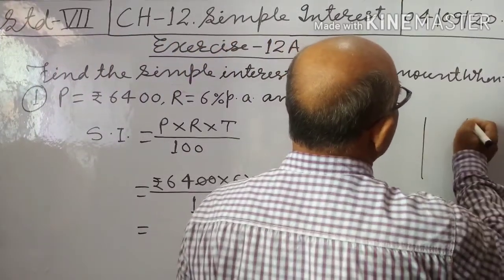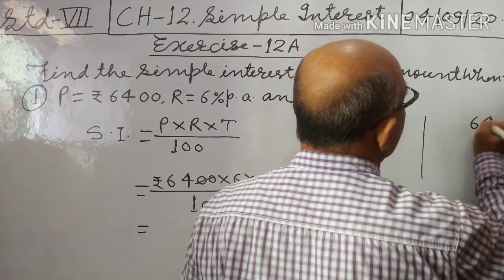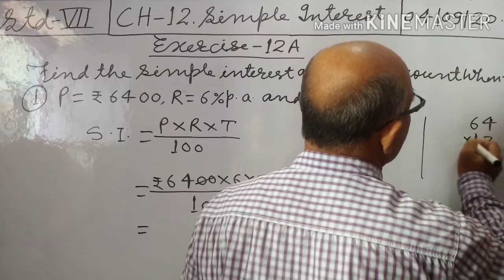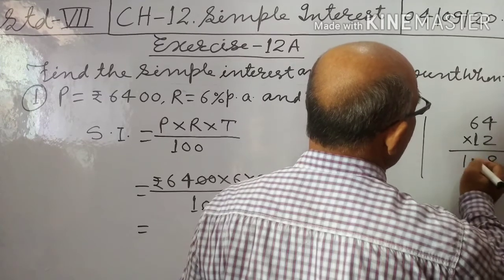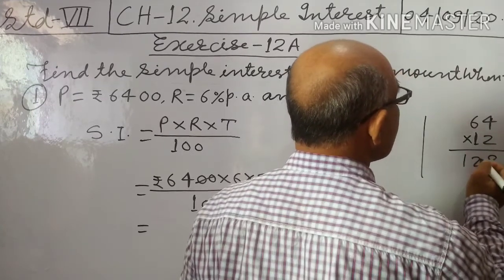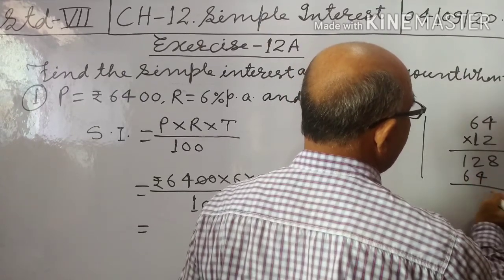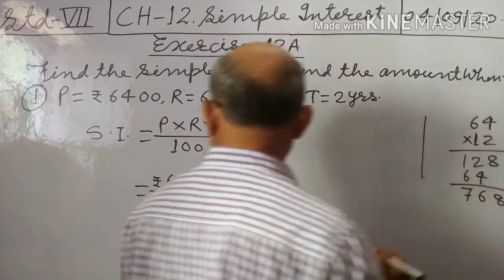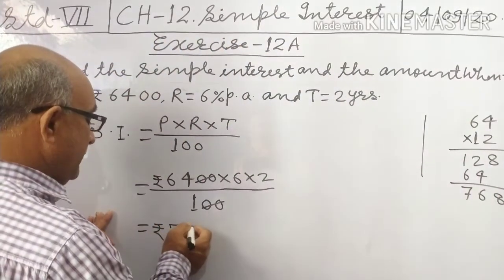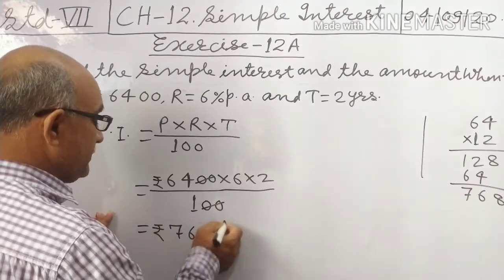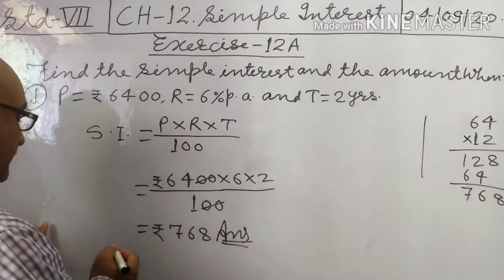Multiply here. 64 into 12. 4 to the 8 and 6 to the 12. 4 1 ja 4, 6 1 ja 6. 8, 6, 7. So rupees 768 answer.